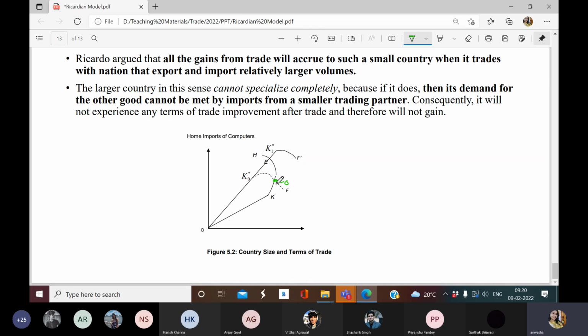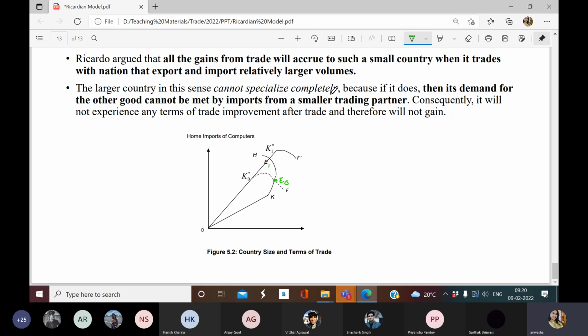Now E0 is no longer your equilibrium. Suppose the new equilibrium is at E1. So what will be the terms of trade? The terms of trade will be given at point E1, because your home offer curve is unchanged. Home offer curve is OKH. Now the foreign offer curve is OK1*F'. So the home offer curve intersects the foreign offer curve at point E1. So what is the new terms of trade line? The new terms of trade is given by OE1.